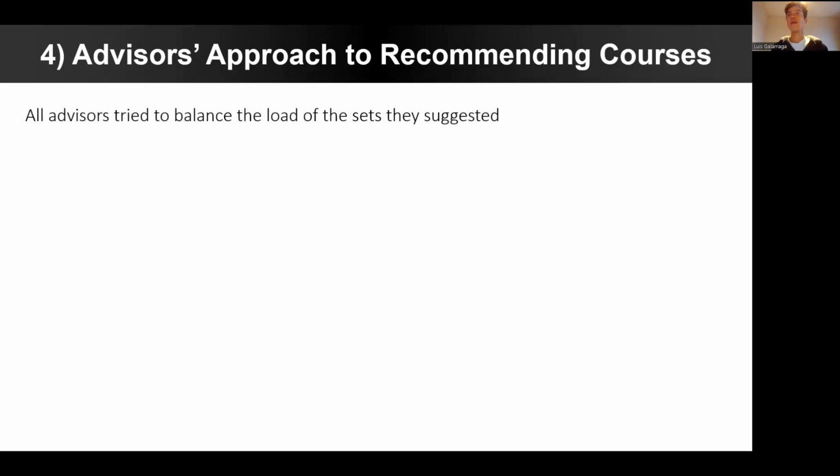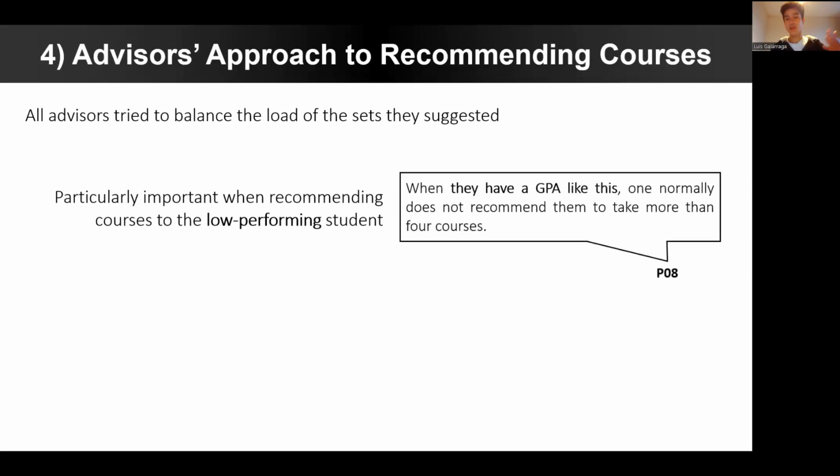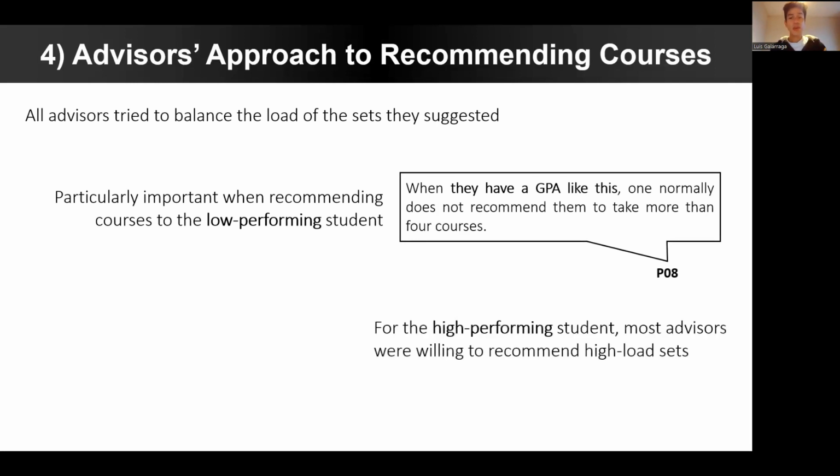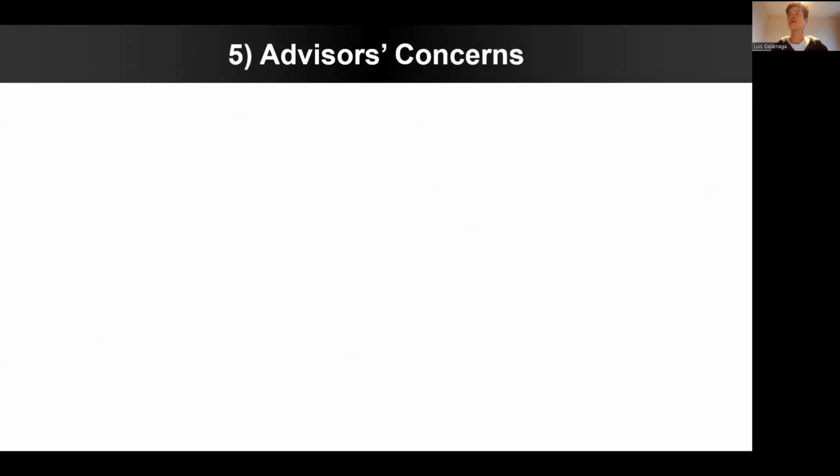Another thing about the approach to recommending courses is that all advisors try to balance the load of the courses they recommended. This was particularly obvious for the low-performing students, when they explicitly said that for students with a struggling GPA, they wouldn't recommend many courses. In contrast, for the high-performing students, advisors would take the risk of recommending a challenging set of courses because they thought this student could overcome the challenge.